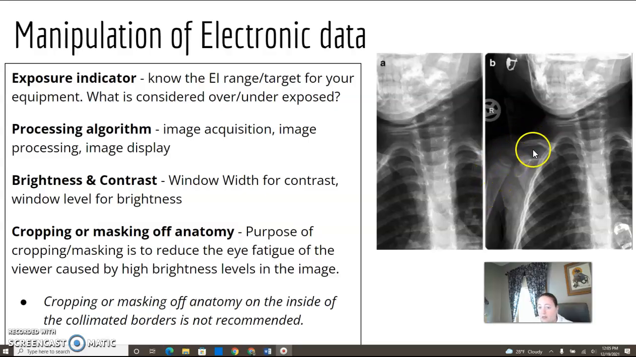If you've exposed this anatomy, it should be sent and it should be read. So I understand you might want to make your image look a little bit better for the radiologist, but it's really important that we understand that the collimating should happen prior to the exposure and not afterwards. And if it was exposed, it should be read.